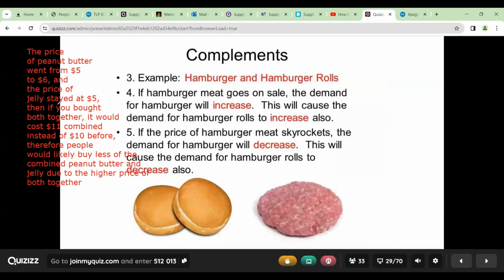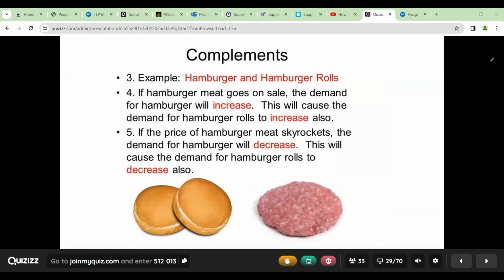For hamburger and hamburger rolls, if hamburger meat goes on sale, the demand for hamburger will increase. This will cause the demand for hamburger rolls to increase also. If the price of hamburger meat skyrockets, demand for hamburger will decrease. This will cause the demand for hamburger rolls to decrease also. So hamburger rolls and hamburger are bought together. If one increases in price, there's going to be less of both bought together.